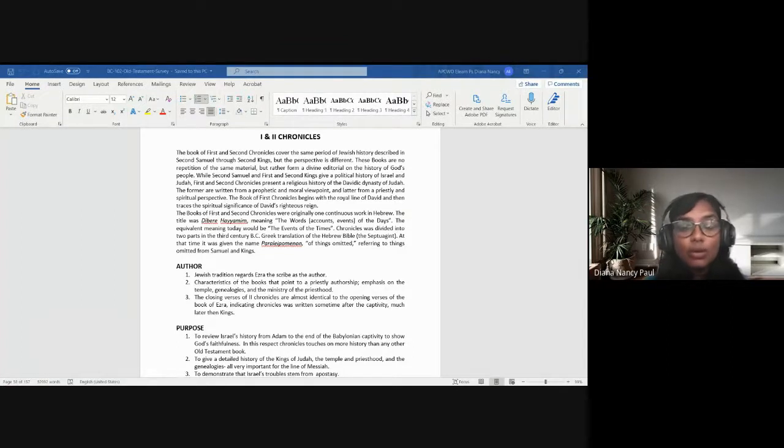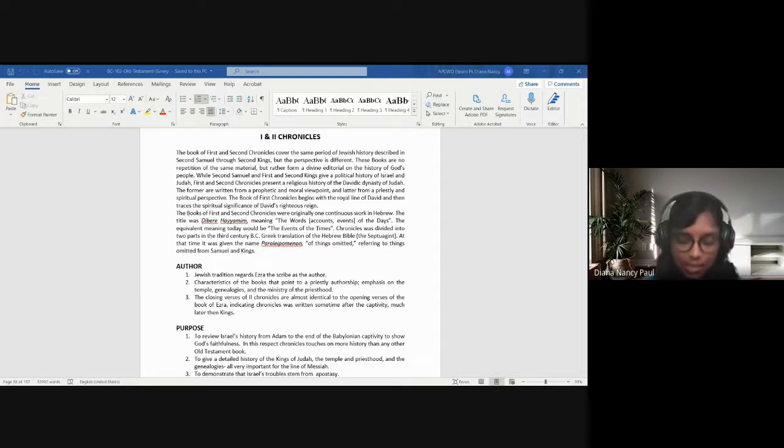The book of First Chronicles was written after the exile to help those returning to Israel understand how to worship God. And the second point is that the history focuses on the southern kingdom, that is the tribes of Judah, Benjamin, and Levi. We see these tribes tend to be more faithful to God during the rule.